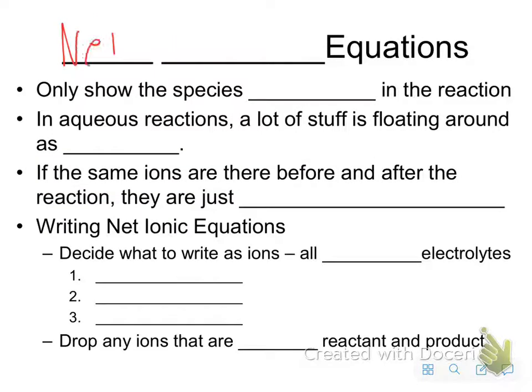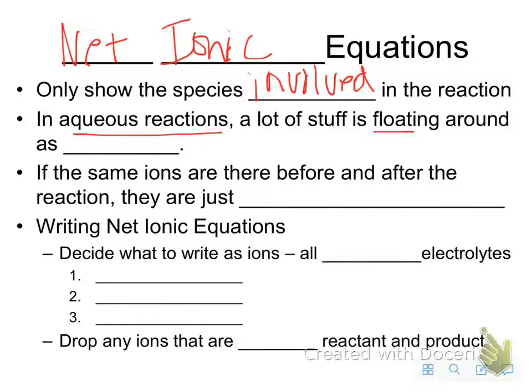Now what you need to do on the AP exam is write net ionic equations, okay, which only show the species involved in the reaction. There are lots of ions floating around when you have an aqueous solution of ionic compounds reacting. Some of those are just spectators, but the rest, the ones that are actually involved in creating new substances, are those that show up in the net ionic equation. So, in the aqueous reaction, a lot of stuff is floating around as spectators. They're just watching, but they're not participating in creating a new substance. So, if the same ions are there before and after the reaction, they are just spectators.